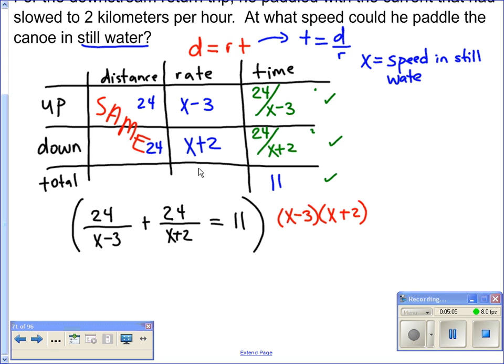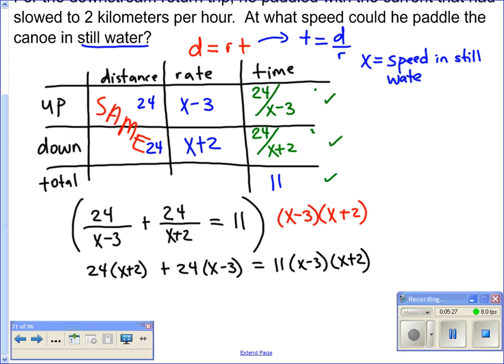So when I do that, the x minus 3's would cancel out on that first term, and you get 24 times x plus 2 plus 24, and now in the second term, the x plus 2's are going to cancel out. x minus 3 is equal to 11 times x minus 3 times x plus 2. Okay, so it looks better, but still a little bit complicated.